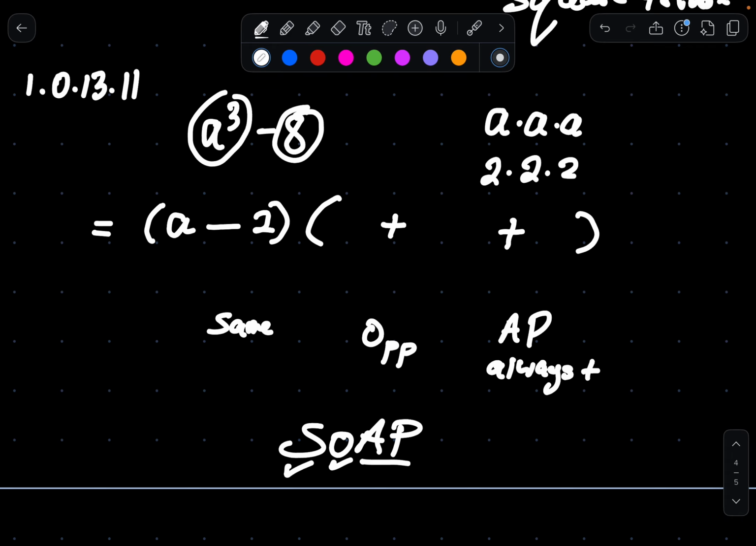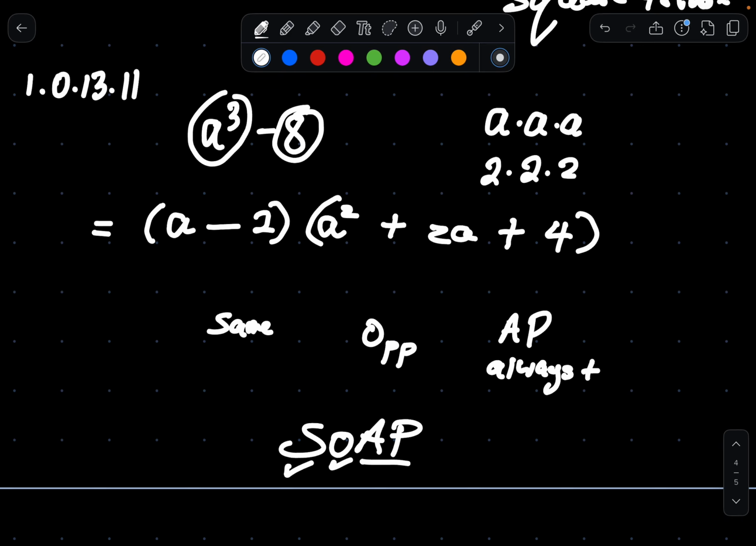Now I'll show you how to get the second bracket. What is a times a, ladies and gents? A times a is a squared. So the first position here will be a squared. What is 2 times 2? 2 times 2 is 4. So the last position would be a 4. What is a times 2? A times 2 is 2a.